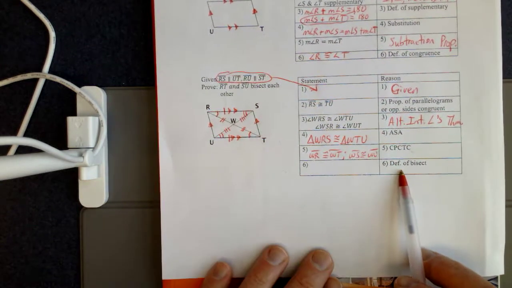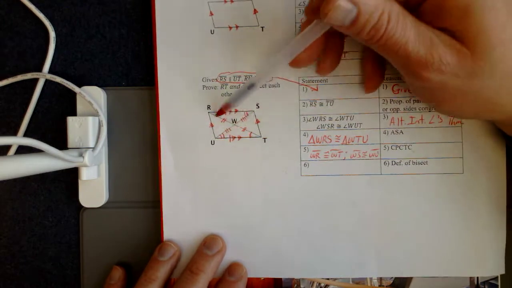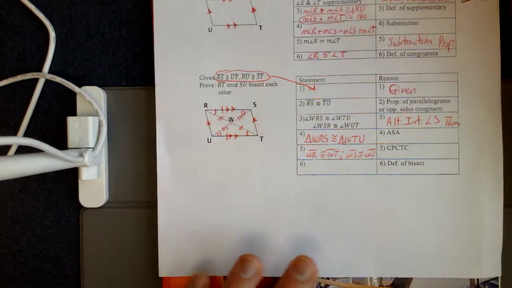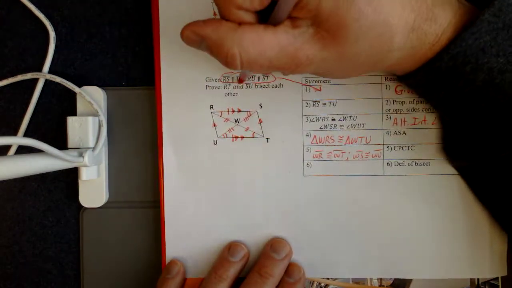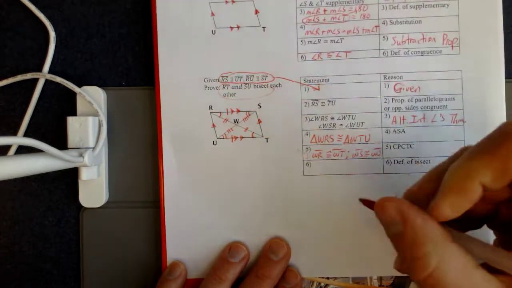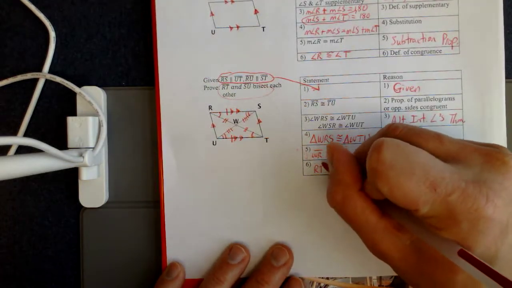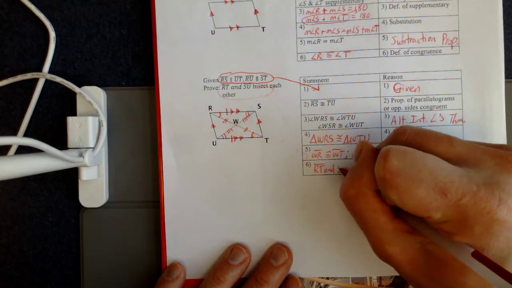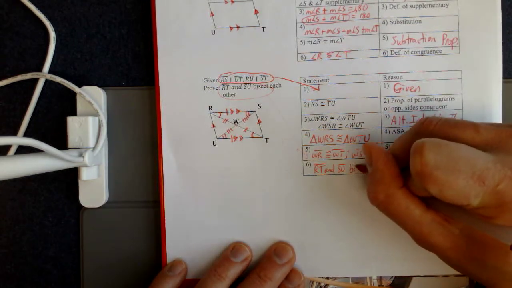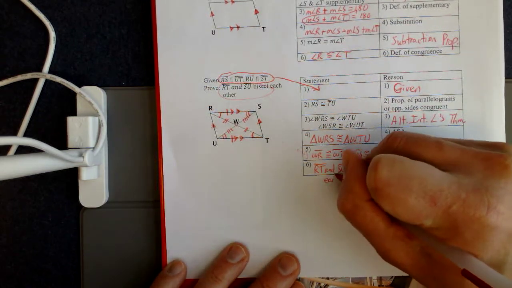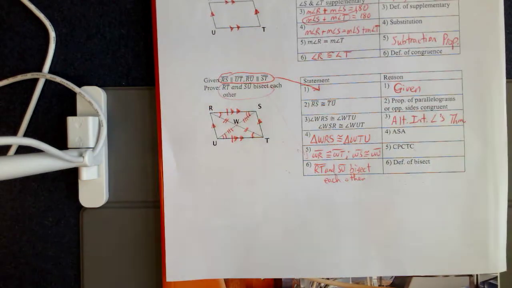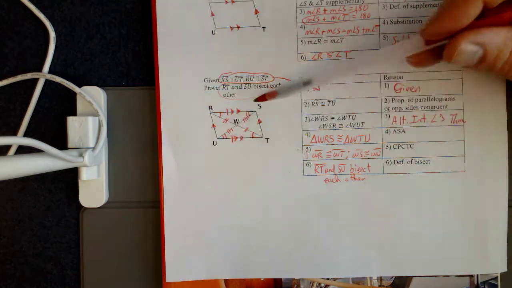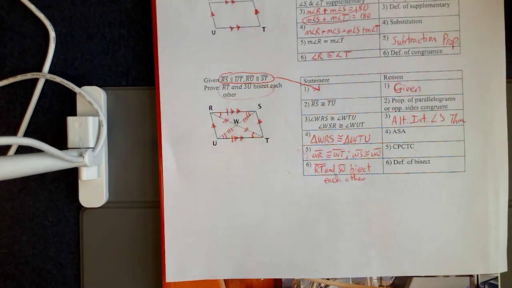And then last step is the definition of a bisector. Well, we just showed that the diagonals are being split in half. They're being bisected by each other. So last step, we want to put this down here. RT and SU bisect each other. By the definition of a bisector, we showed that those diagonals are being split in half. That's how we defined a bisector. It's when a segment gets split in half or an angle gets split in half.